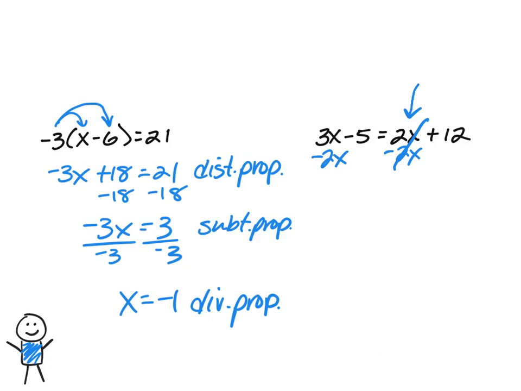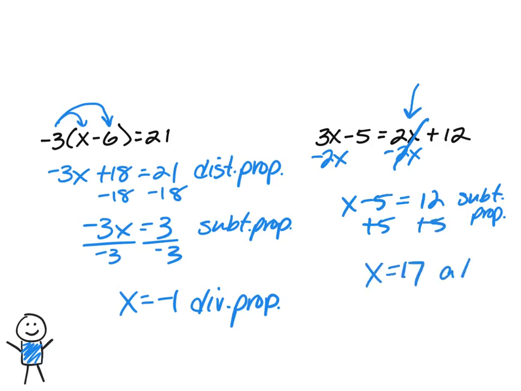I can't take 2x from 5. I can take 2x from 3x because they are alike. 3x minus 2x leaves me with just x. Bring down the minus 5 equals 12. This particular step is true because of the subtraction property of equality. And the last step in this case, to get rid of this minus 5, we'll add 5 to both sides, leaving me with 17 as my answer because of the addition property of equality.